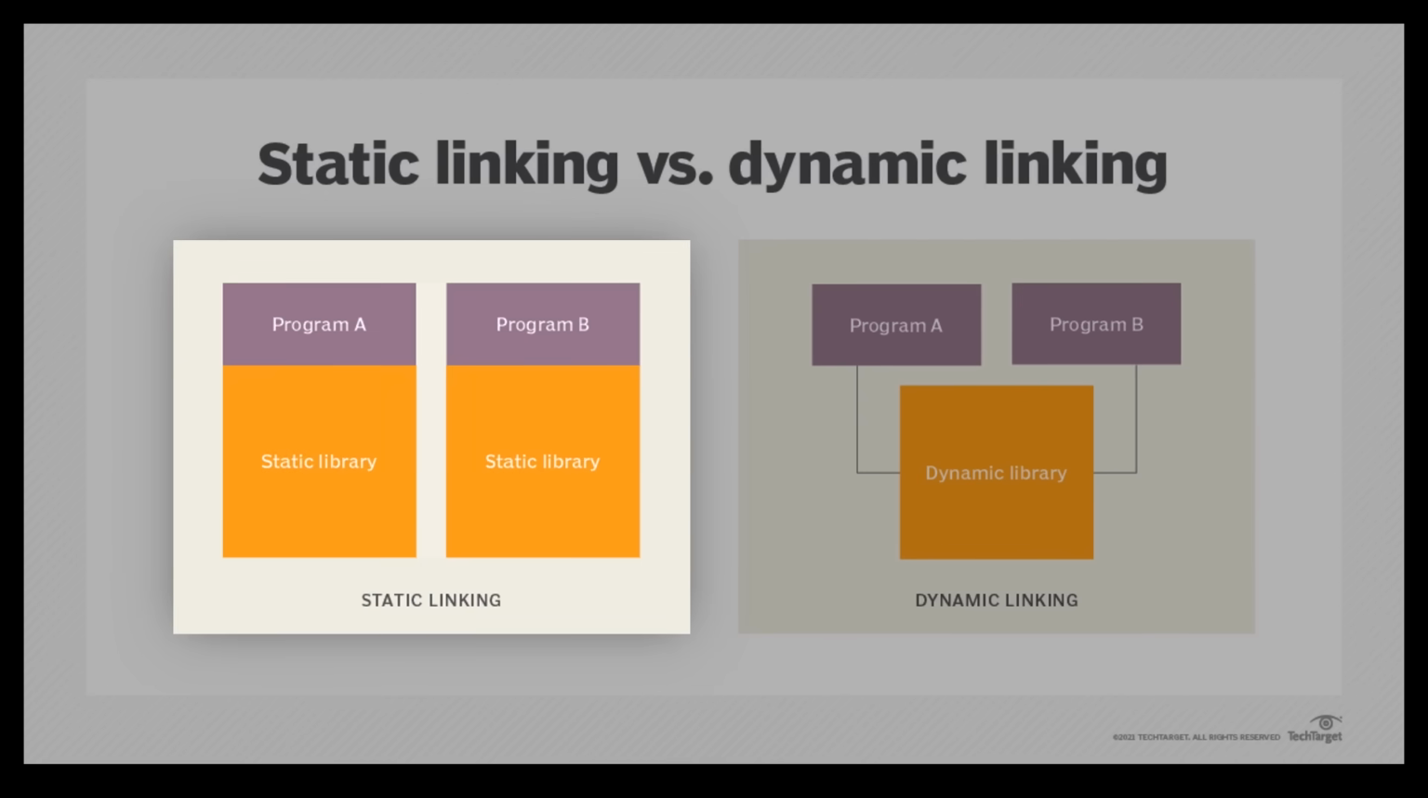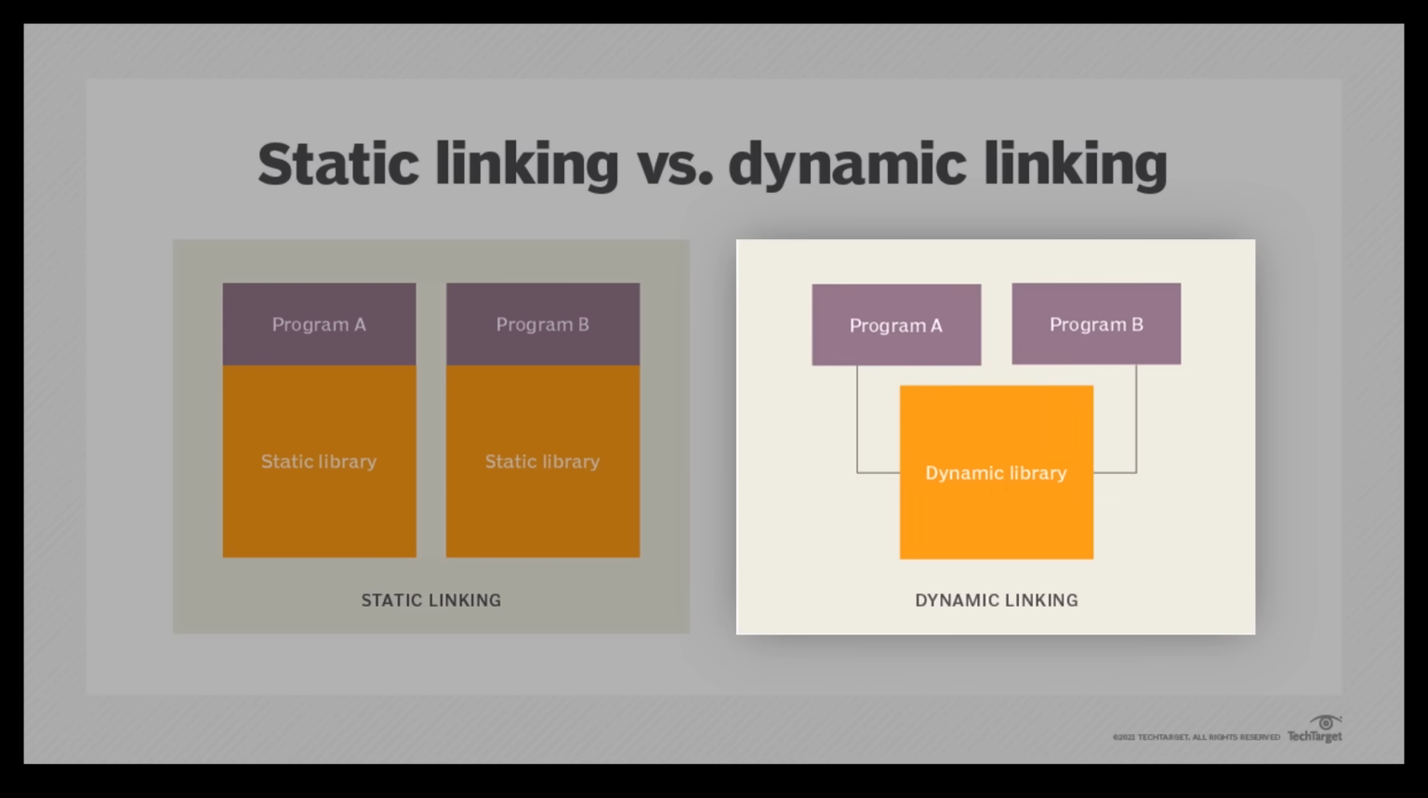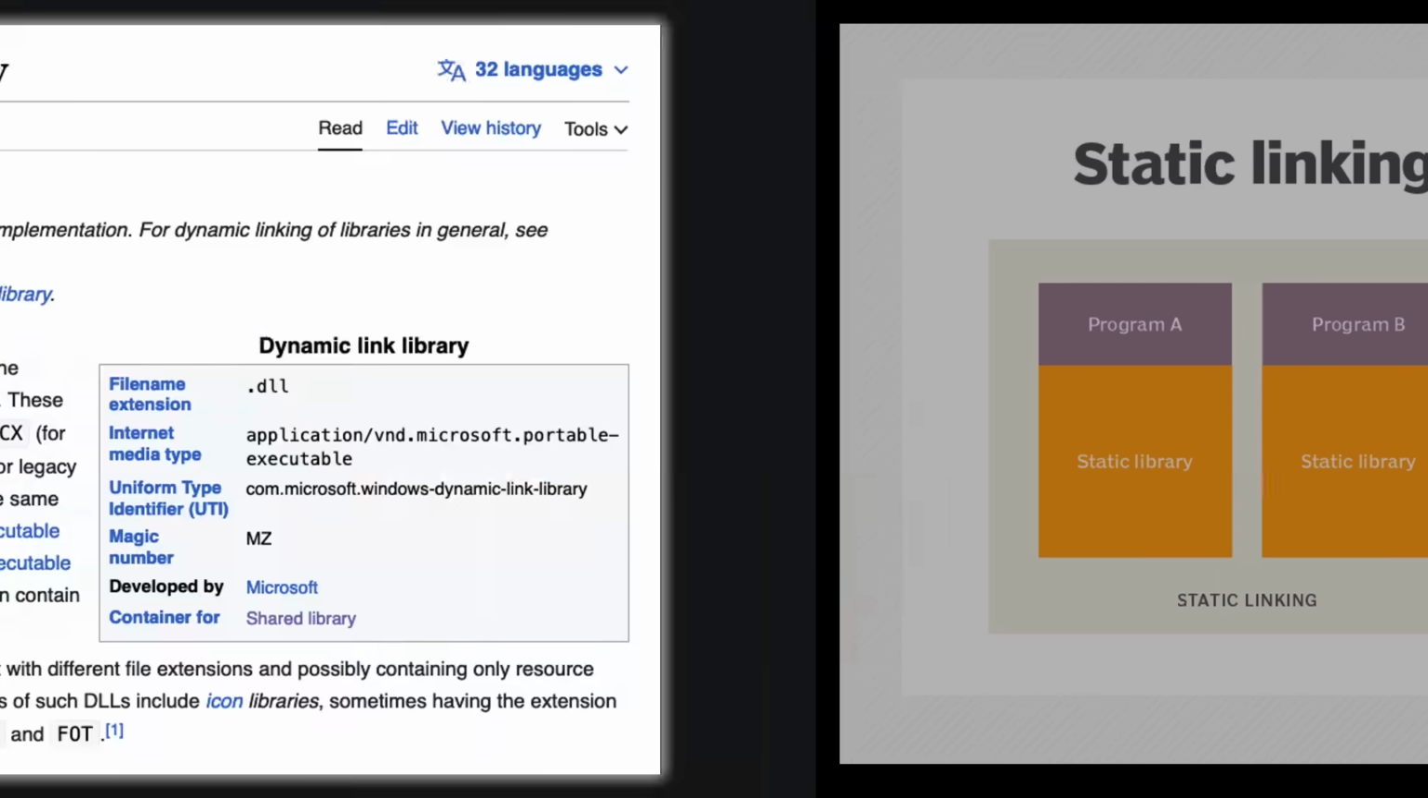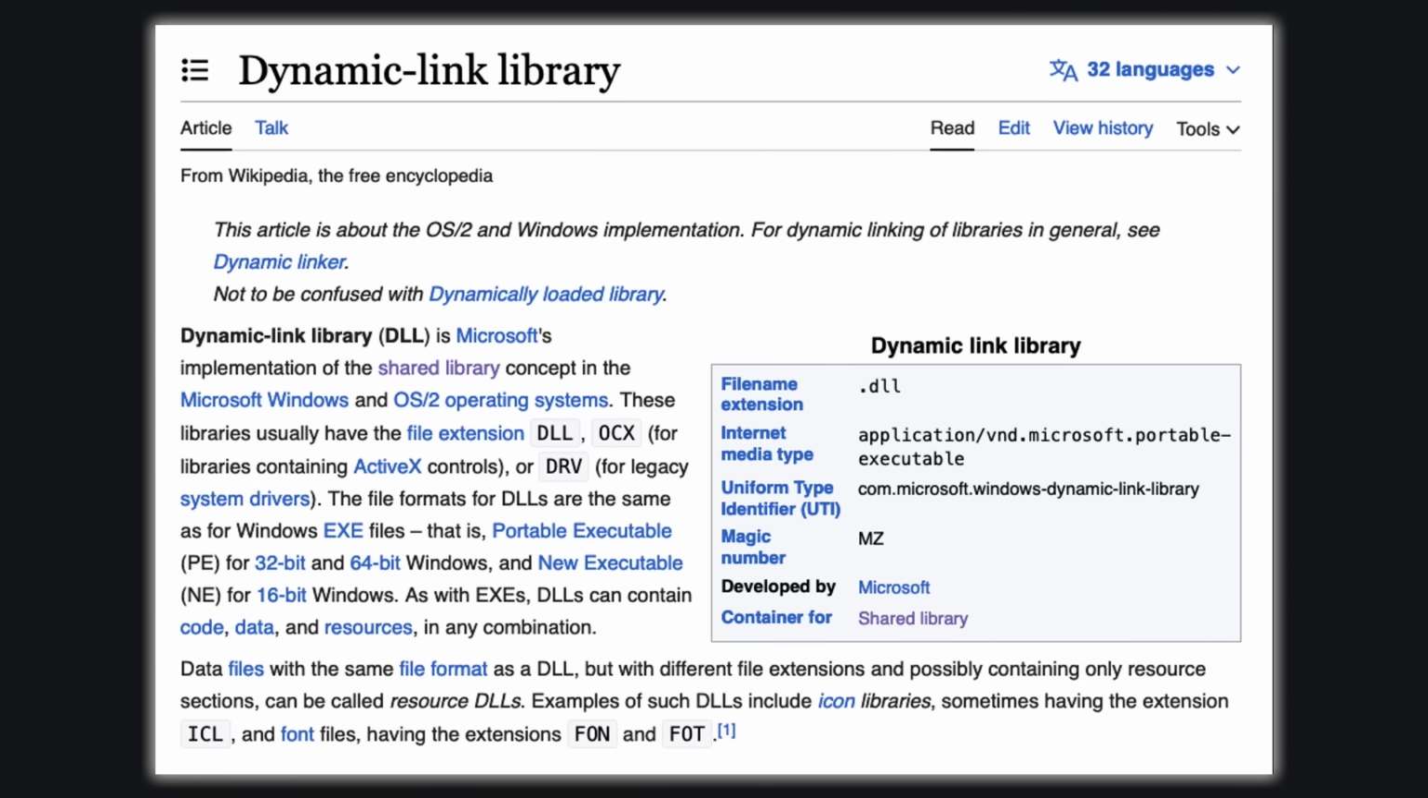Static linking includes all the required library code into the final executable at compile time, producing a larger but self-contained binary. In contrast with dynamic linking, the final executable contains references to shared libraries which could be used by multiple programs at the same time. When a program runs, these shared libraries are loaded into memory as needed. A dynamic link library, or DLL, is Microsoft's implementation of shared libraries.